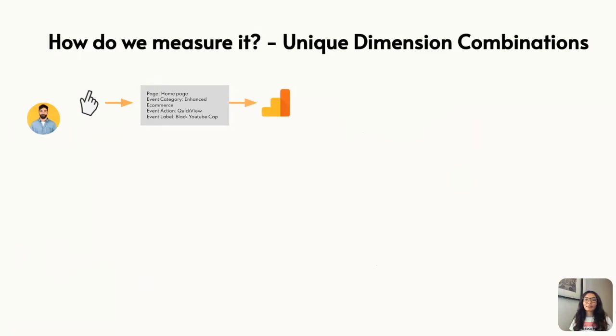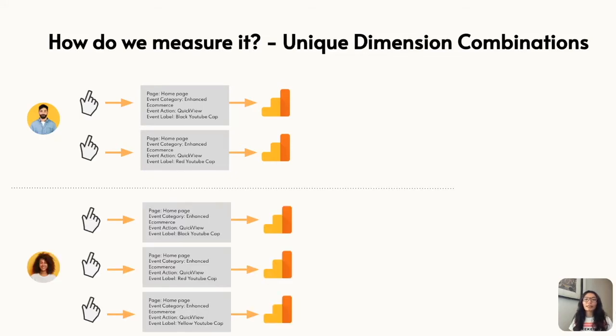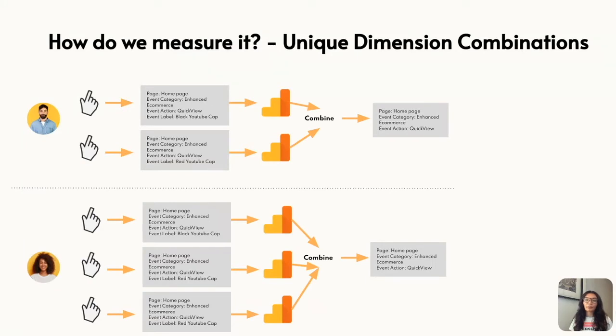Let's look at this case where we have multiple users. Casey clicks on the quick view for the black cap and the event is sent to Google Analytics. He then takes a quick look at the red cap and this event is also sent to Google Analytics. Nina comes along and has a quick look at the black, red, and yellow caps. These events will all be sent separately to Google Analytics. To understand the overall quick view performance, we need to combine or group these metrics at event action level.